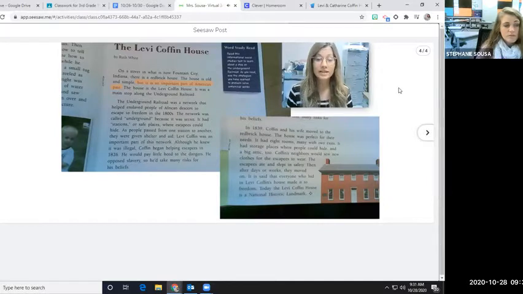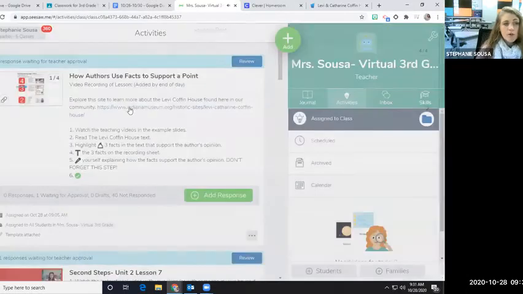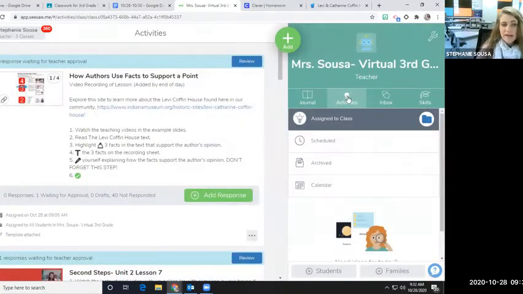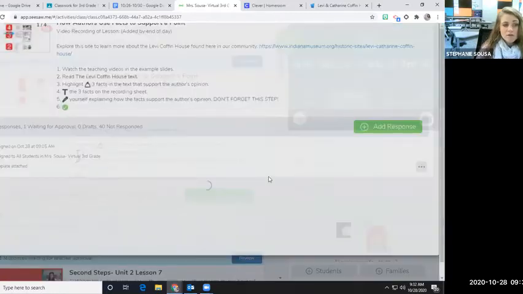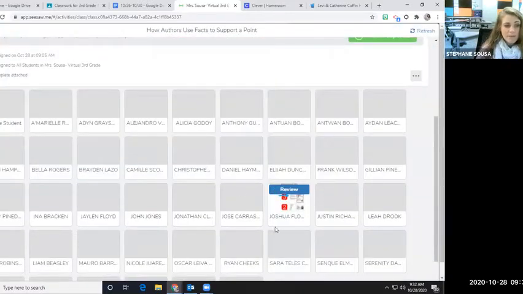The author says the Levi Coffin House is an important part of America's past. That is the author's opinion. What facts does the author use to support her opinion? All right, we're going to do this together. So right now, I'd like for you to go into your activities on Seesaw, and there's an assignment that has been released to you, how authors use facts to support an opinion.